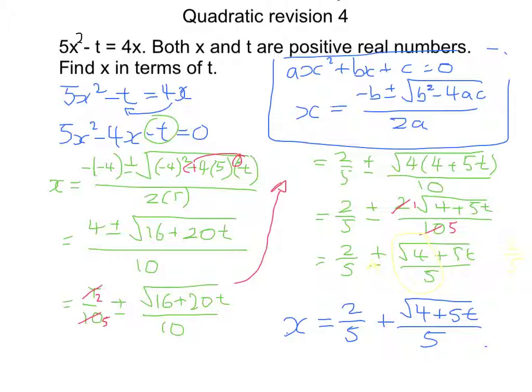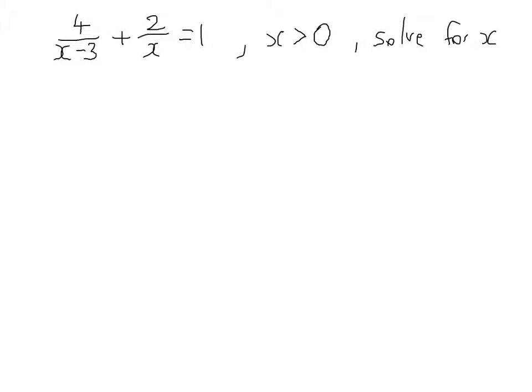We'll move on to the next question. Now for this particular question, what we should do is rearrange things. I don't like fractions, so let's get rid of these fractions. Firstly, what I'll do is we'll multiply everything by x, and you have to multiply both sides of the equal sign, and that will cancel that one down.